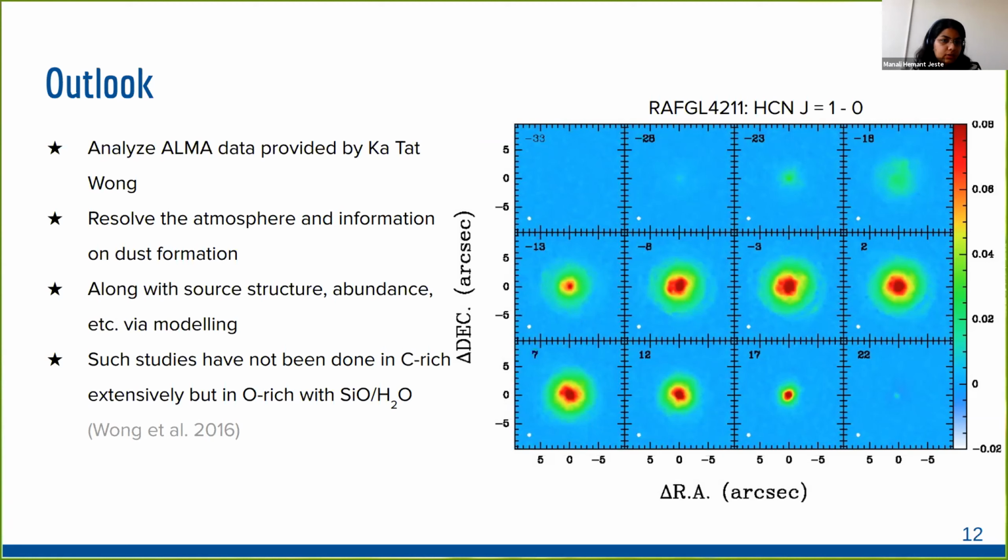Along with this, we could model this data and get information on the source structure, abundance, etc. These studies are not extensively done in carbon-rich stars, but mostly in oxygen-rich stars with SiO and H2O. So this is something we would be interested in doing in the future.